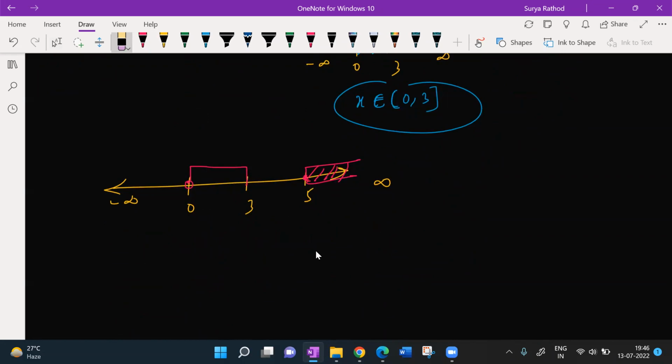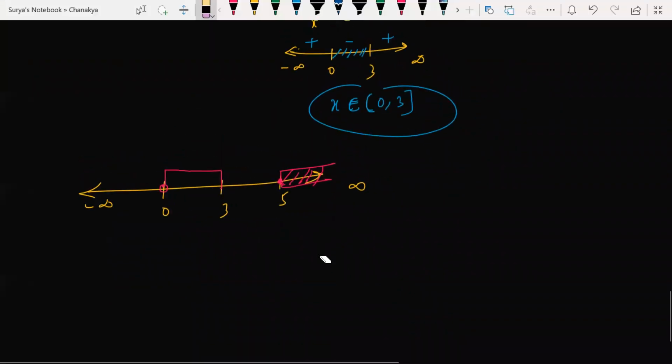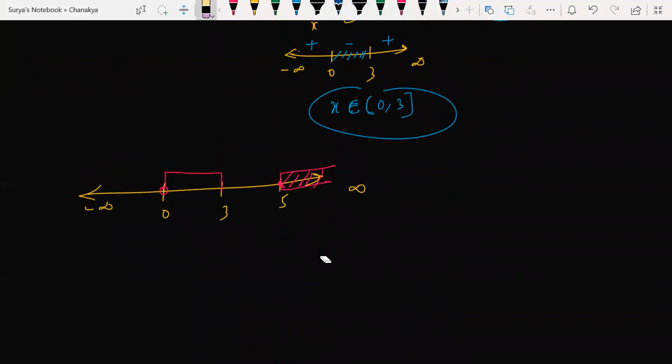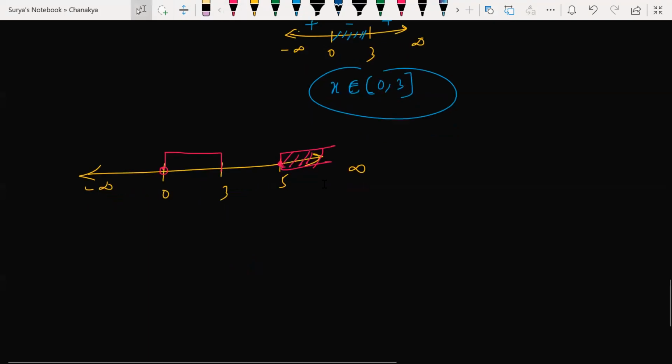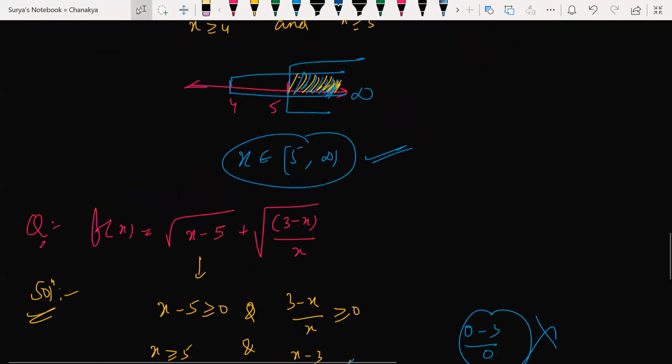Or else, this is what I just got individually. If I take the common region, what is the common region? We don't have anything in common, right? So you say x belongs to simply null. X belongs to nothing, not possible. No common region, no solution. We can say simply no solution.